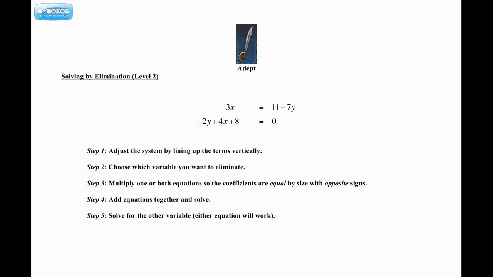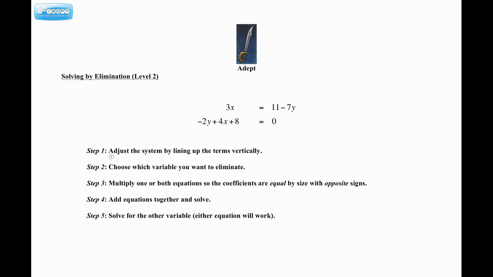All right, this is 9.2, Adept. So we're going to continue on with elimination, but call this level 2. So the equations are just a little bit more complicated, but not much. So here I have a system of linear equations, and I have a series of steps that we're going to go through one by one that will help us get to the solution.